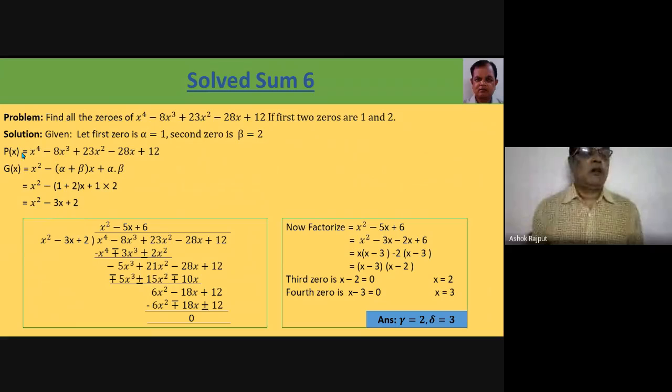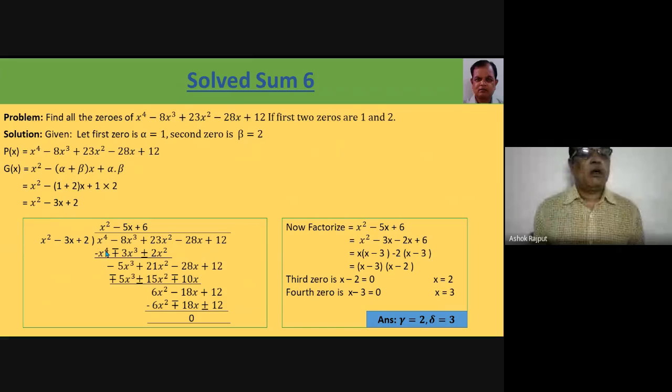As we have found it here, g(x) equal to x square minus (alpha plus beta) into x plus alpha into beta. Now we put the value of alpha and beta. We have put here x square minus (1 plus 2)x plus 1 into 2. It is x square minus 3x plus 2. We have found g(x) here. So first we divide p(x) by g(x).